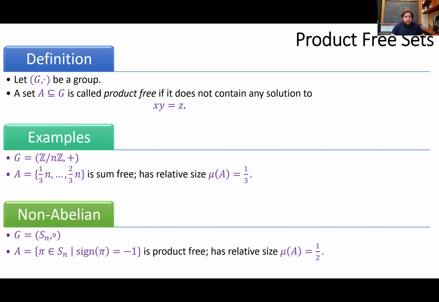Well, let's consider another group, but this time a non-abelian group. Let's take S_m. And the operation is times, or composition of permutations. Well, in that case, you again have a very large product free set because you can take all of the odd permutations, and this will form a product free set because the product of any two odd permutations is even. And the relative size of this set is half. So again, you have a very large set.